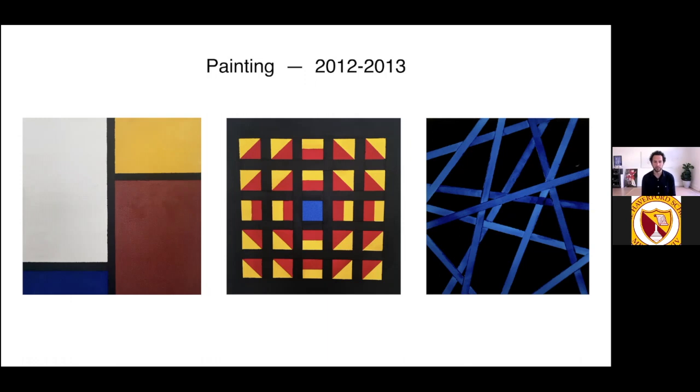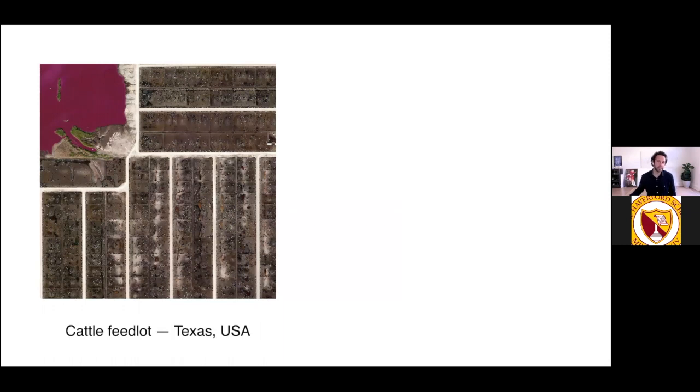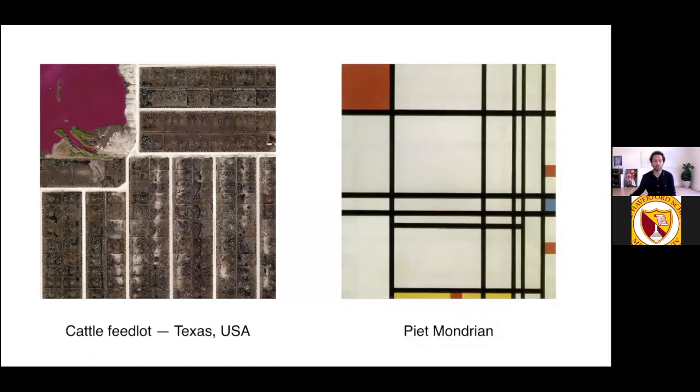So when I look at the visual inspiration for Overview, when I compose an image, when I make one of these images like I was showing you before, I'm often building on this experience, building on this love of art history. So a few examples of that I want to share. This cattle feedlot in Texas in the United States has this grid and color blocking pattern, which looks a lot like this Piet Mondrian painting, my favorite artist.